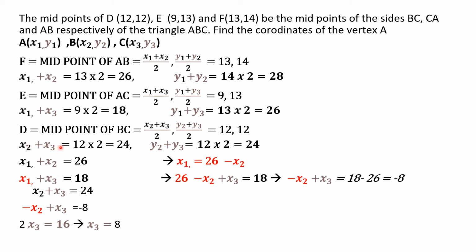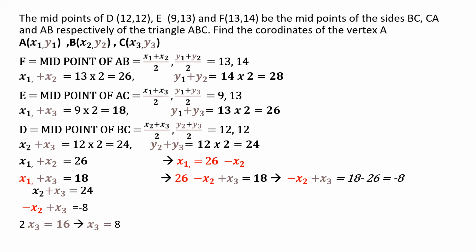From that we can find out x2 plus x3 equal to 24, y2 plus y3 equal to 24. From the first, second and third equations, we can find out x1, x2, x3. By applying x1 plus x2 equal to 26, x1 equal to 26 minus x2. Apply it in x1 plus x3 equal to 18. We will get minus x2 plus x3 equal to minus 8. And we have the third equation x2 plus x3 equal to 28. From that x2 will get cancelled, 2x3 equal to 16, x3 equal to 8.